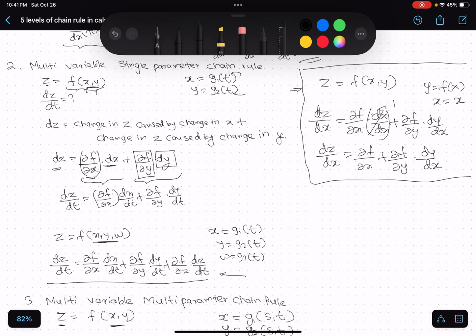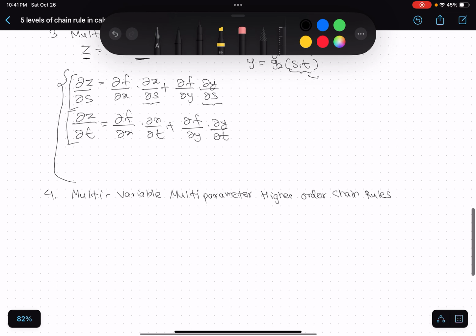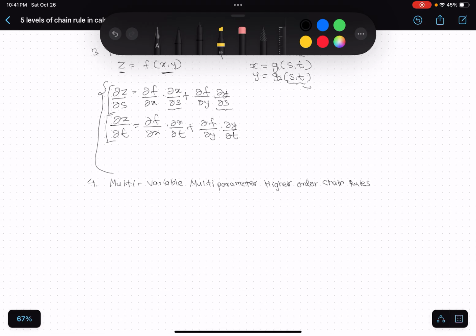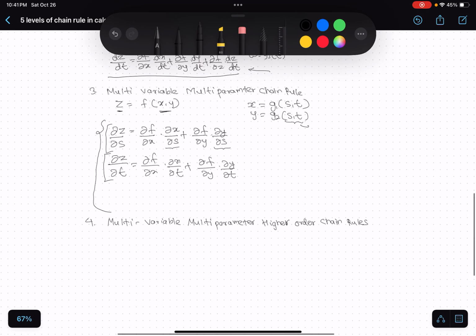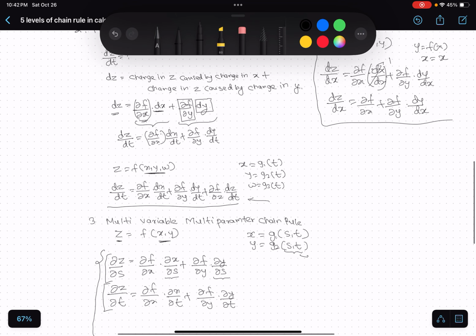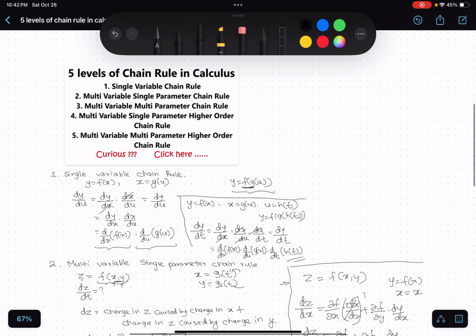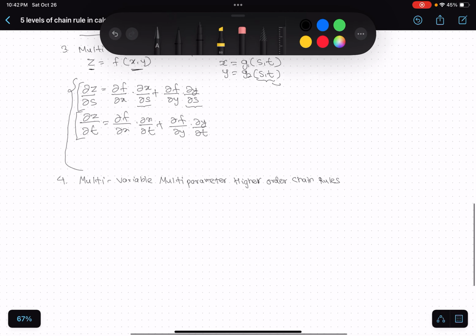Now let's go to this one. We want to find, let's say, for now, the higher order just means second order derivative. You want to find the second order chain rule. Now how will you do that? First of all, let us deal with the multi-variable single parameter higher order chain rule. Then we will go to multi-parameter. Okay, multi-variable single parameter.